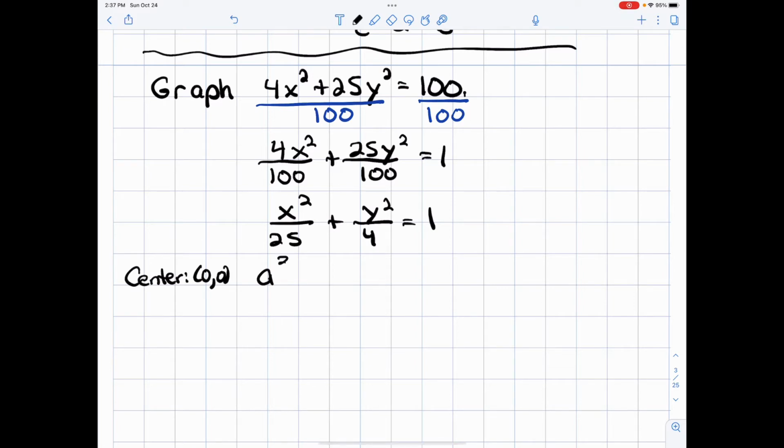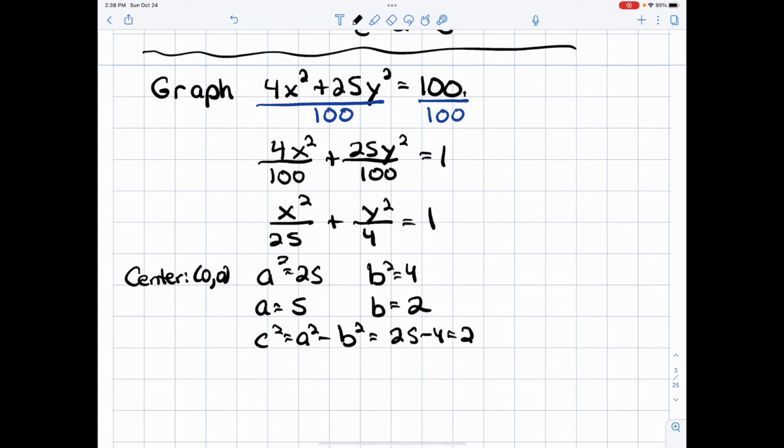But a squared is 25, which means a is 5. So the distance from the center to a vertex will be 5, going opposite directions there. B squared is 4, so b is 2. And then we know c squared is a squared minus b squared. So 25 minus 4, which is 21. So for c, we're going to be dealing with the square root of 21.